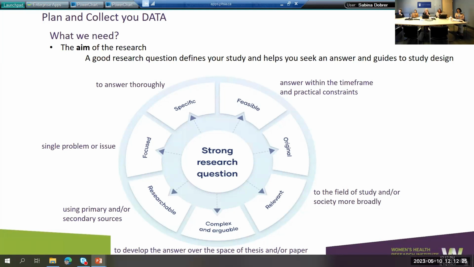The first stage of the data cycle is plan. First of all, before we collect information, we need to plan it.